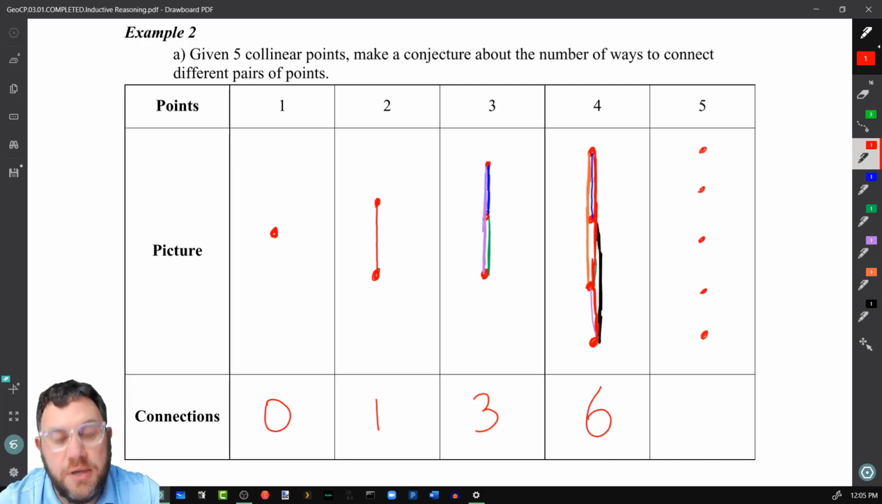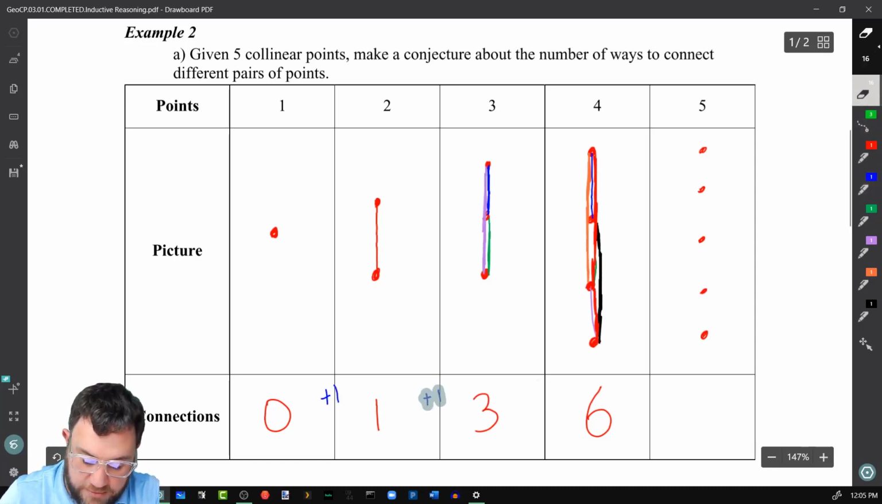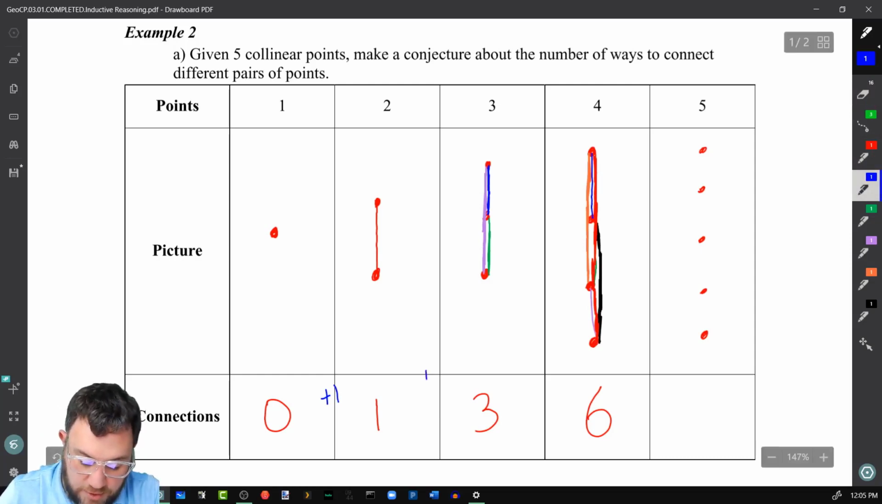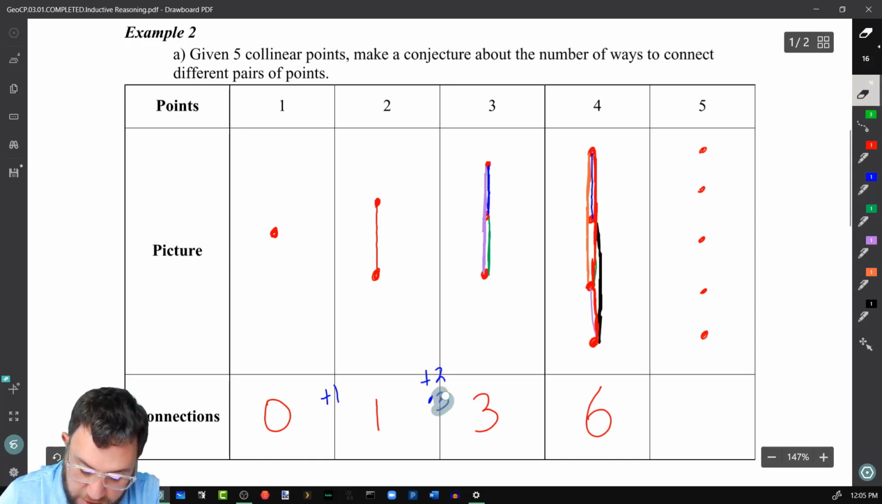So without drawing them all, let's make a conjecture about how many there will be with 5 points. So how do we get from 0 to 1? Well, one thing we could do is add 1. But we didn't add 1 each time, so we know that's not the pattern. How do we get from 1 to 3? Well, we could add 2, or we could multiply by 3. We didn't do any multiplying with the first one, so we know that's not it.